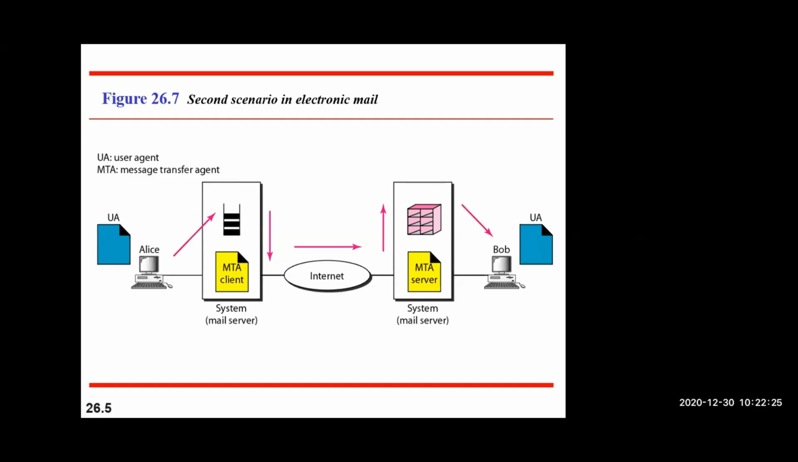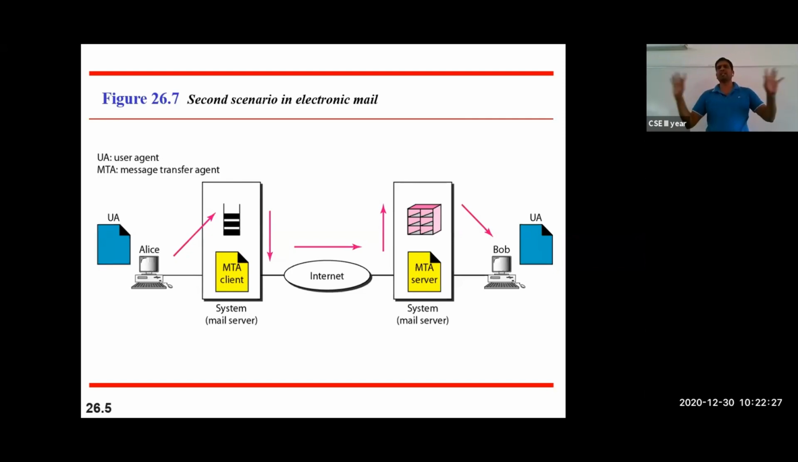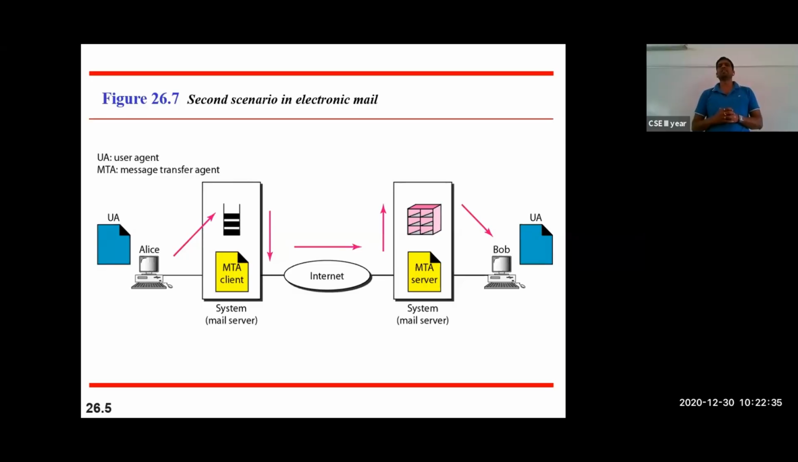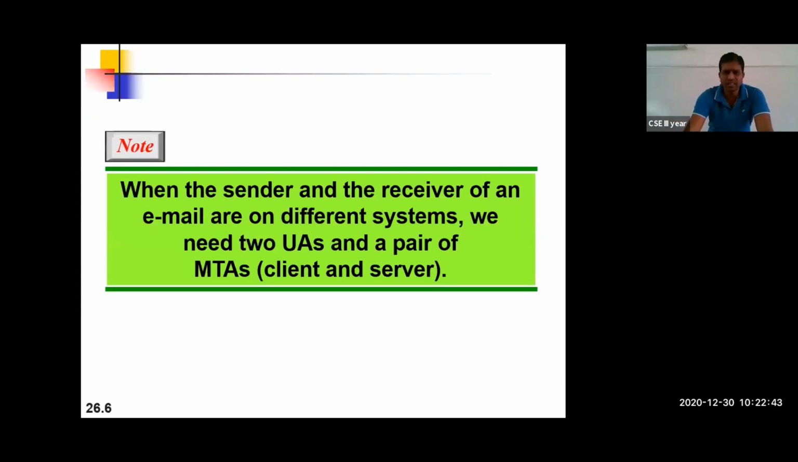User agent. That is how the mail transfer happened in the second scenario. This is not done yet. Even in this second case, both the sender and receiver are connected to the internet all the time. But generally, is that our scenario in today's world? No. Let's go with the third scenario. This is the second scenario explanation.